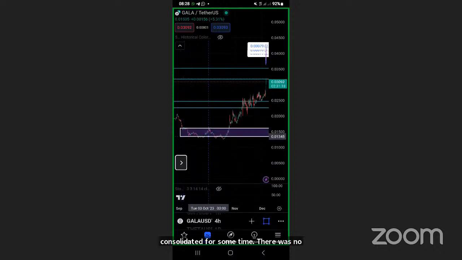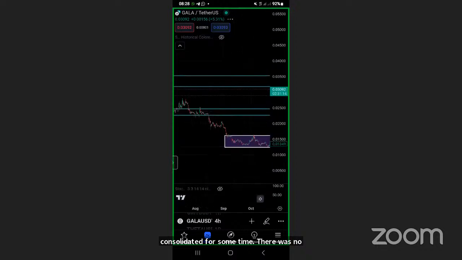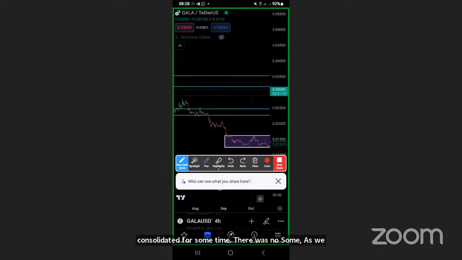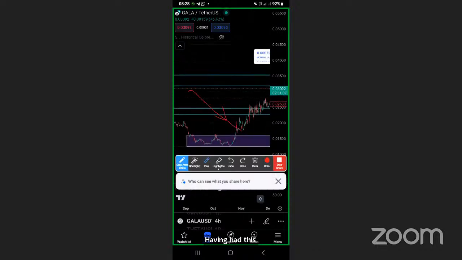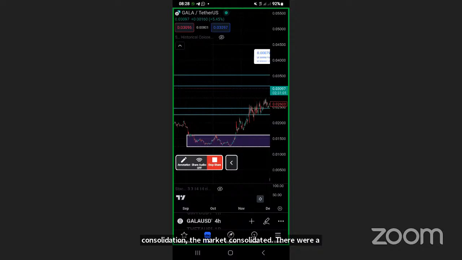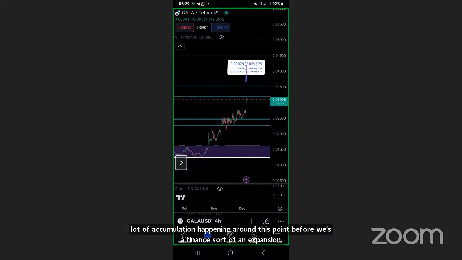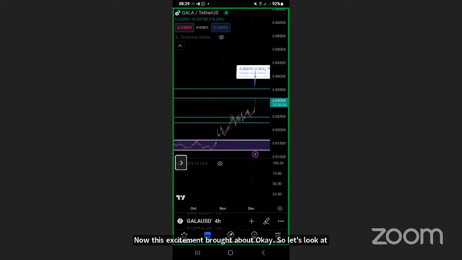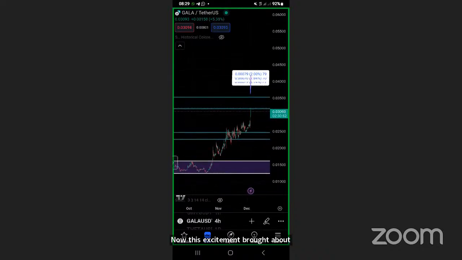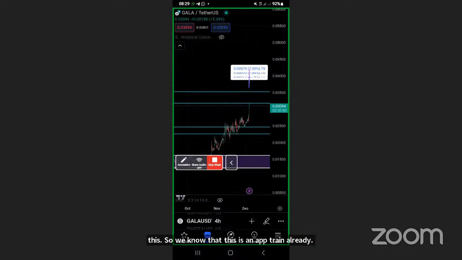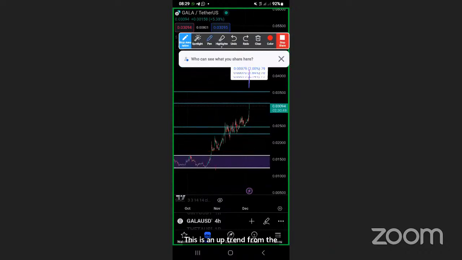We had some market consolidation around here. As we can see, having had this downtrend, we had a little bit of consolidation. There was a lot of accumulation happening around this point before we finally saw an expansion. Now, this expansion brought about an uptrend market sentiment. So let's look around this. We know that this is an uptrend already, from the look of things.